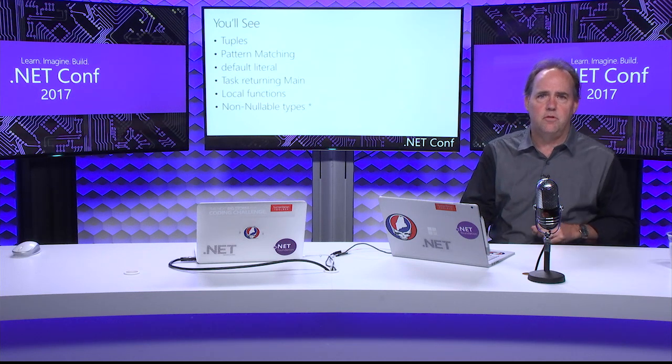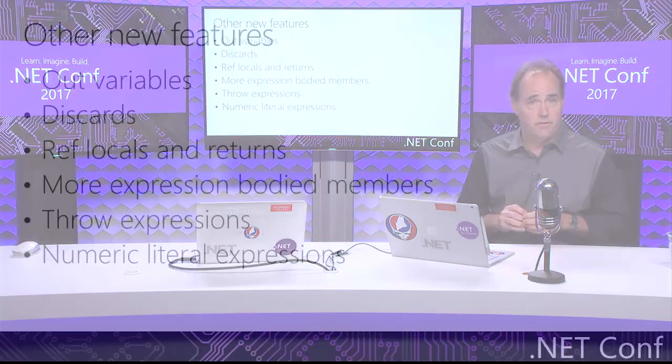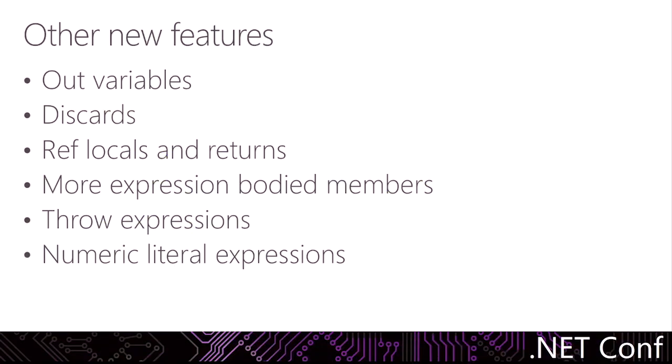Now that's not the full list of new features. Some of the other ones that are in C# 7 or 7.1 that I'm not going to discuss today are out variables, discards, ref locals and returns, more expression-bodied members, throw expressions, and some numerical literal expression enhancements.